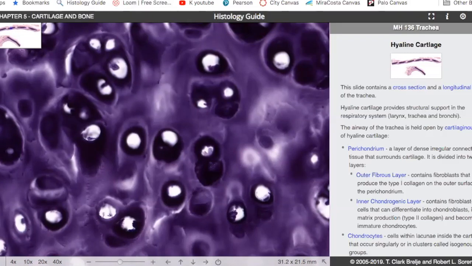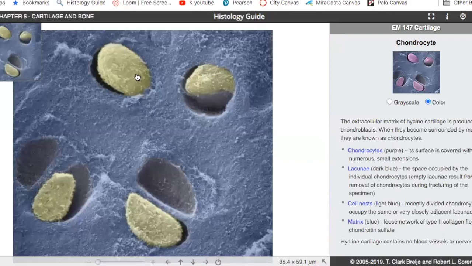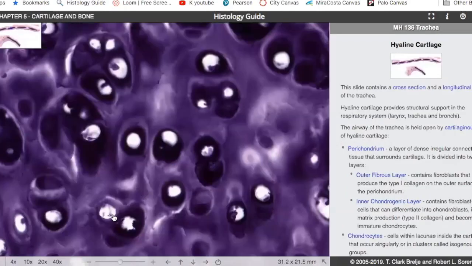So we're going to look at an electron microscope picture of them right here, right? So this is kind of what you're looking at at a little better resolution. Here, in green are the chondrocytes, cartilage cells, and then the space that they're sitting in right over here is the lacuna, right? So a lacuna is a cavity or a space that these cells sit in. And so that's what we're looking at when we're looking at these things. All right, any questions on that part?